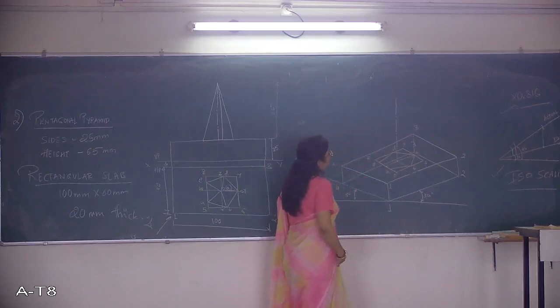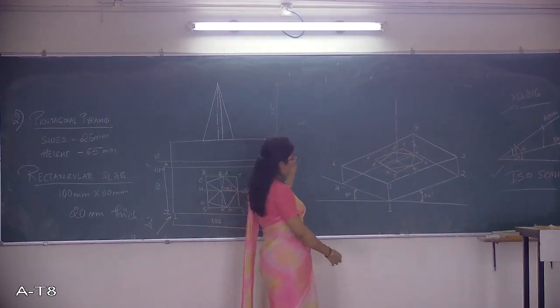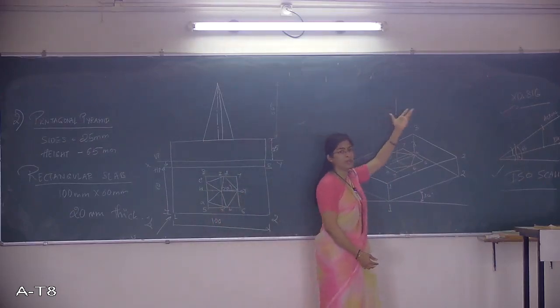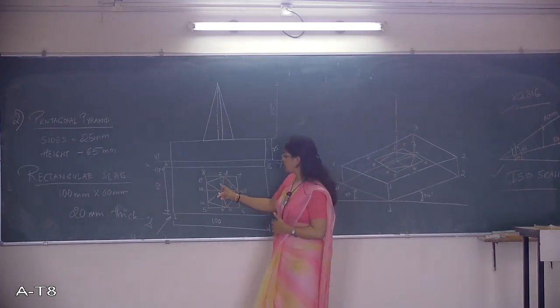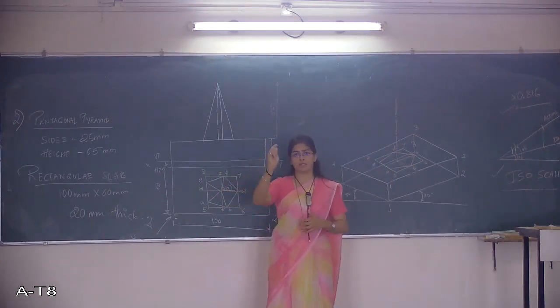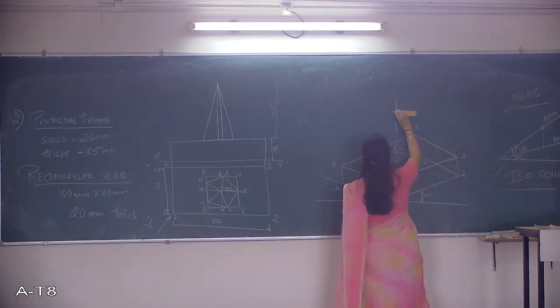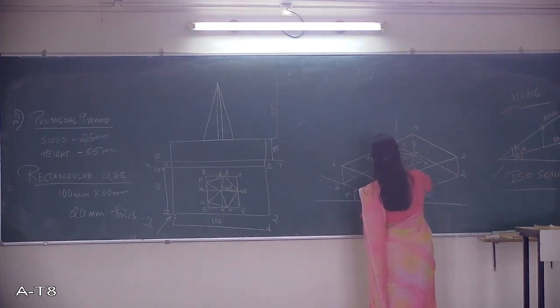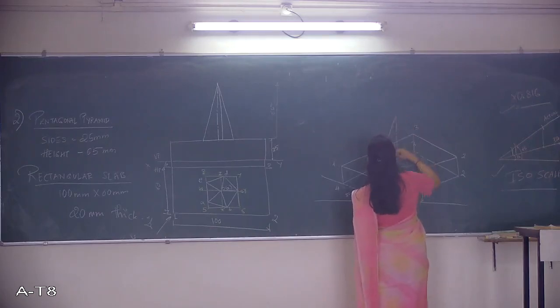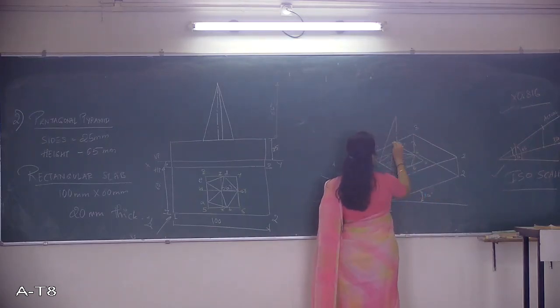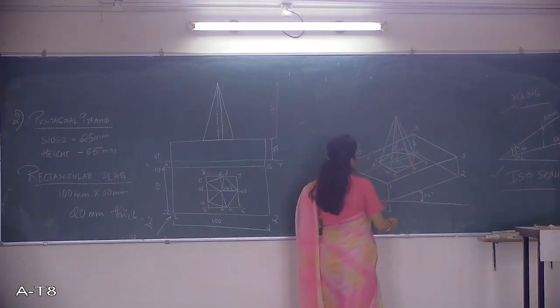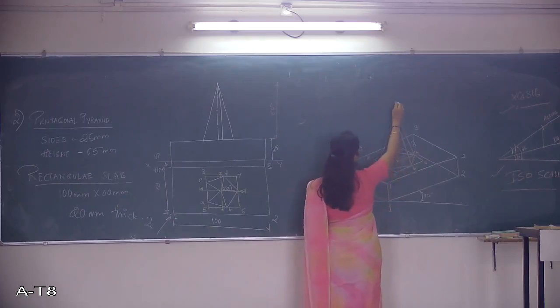Once you get the center of the pyramid, you need not again get the top face because the pyramid here is going to have an apex. So in order to join the apex, you can simply start joining all the ends like this. Okay, so this is O1, this is O.